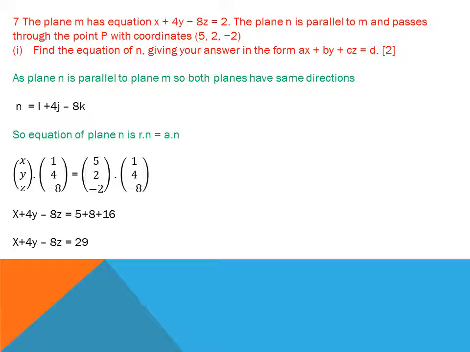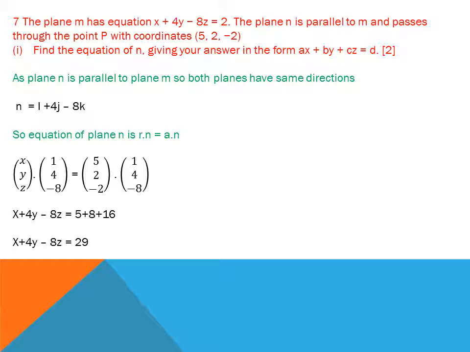Now, the next question is related to the vector form, equation of plane and equation of line, something else. Here he is asking about the equation: the plane M has equation x plus 4y minus 8z is equal to something, the plane N is parallel to M and passes through the point P with coordinates 5, 2, minus 2. Find the equation of N, giving your answer in this form.